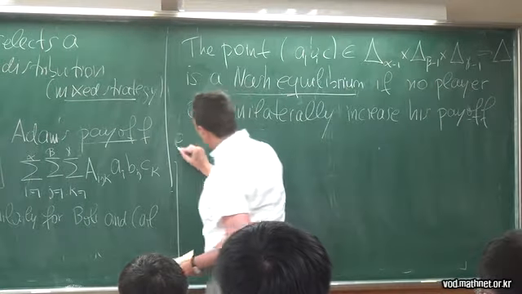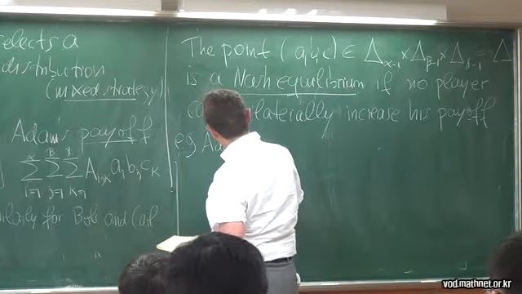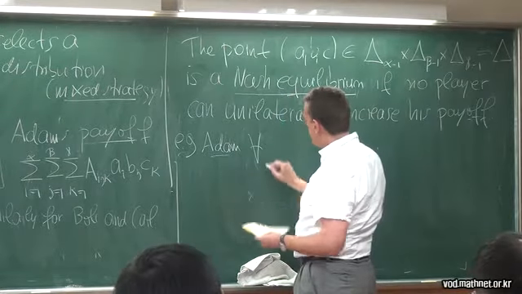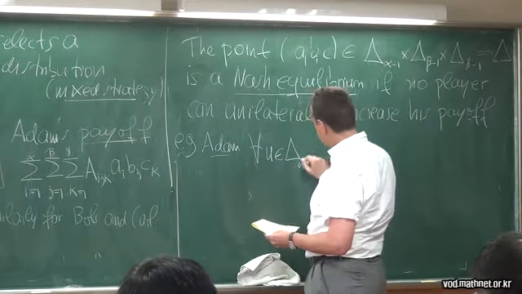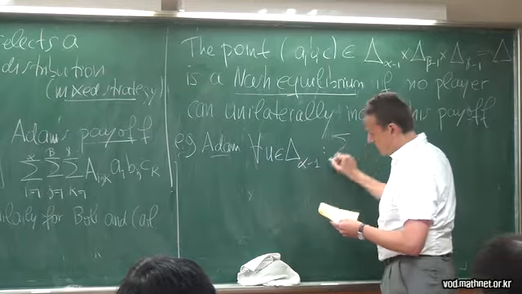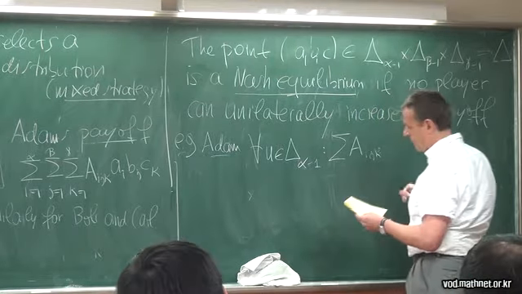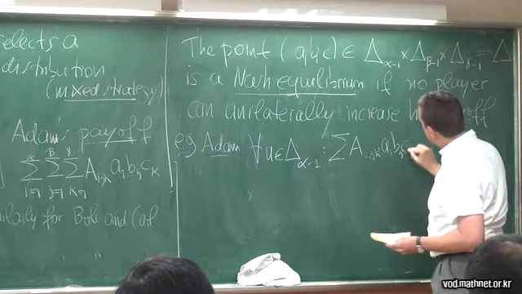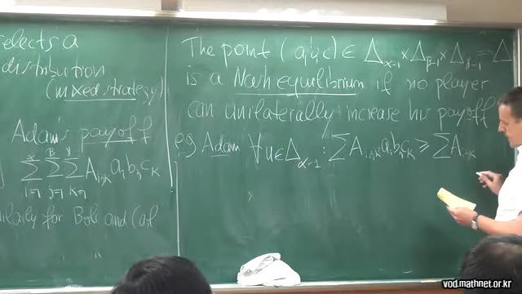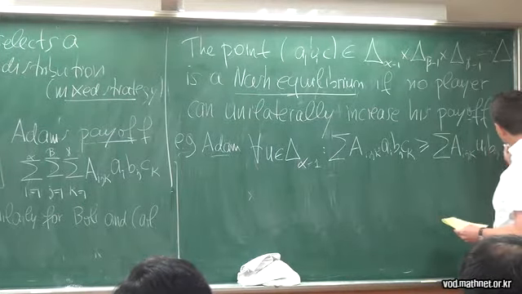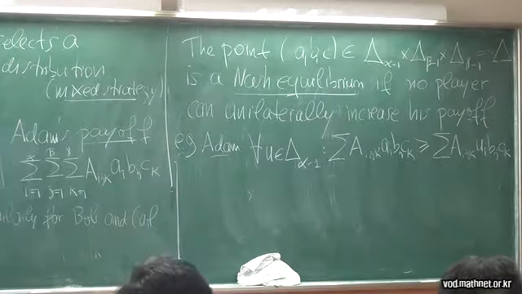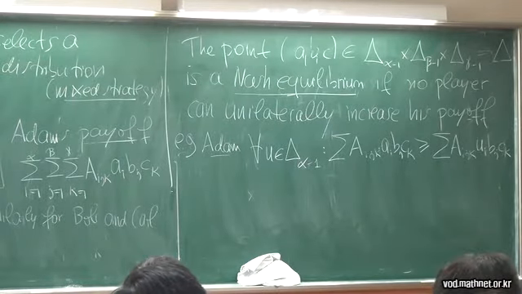Okay, now let's turn this into math. Let's turn this English sentence into math. The fact that Adam can't do better, we can write as follows. For every other u that he could have chosen in his simplex, the value of his trilinear form, the sum of a_ijk a_i b_j c_k, is greater or equal to the sum of a_ijk u_i b_j c_k. So if he's trying to replace his a by some other u, he's either going to stay the same or he's going to get worse.